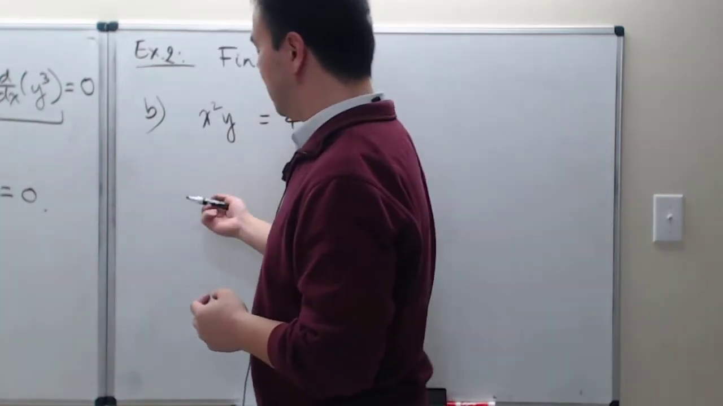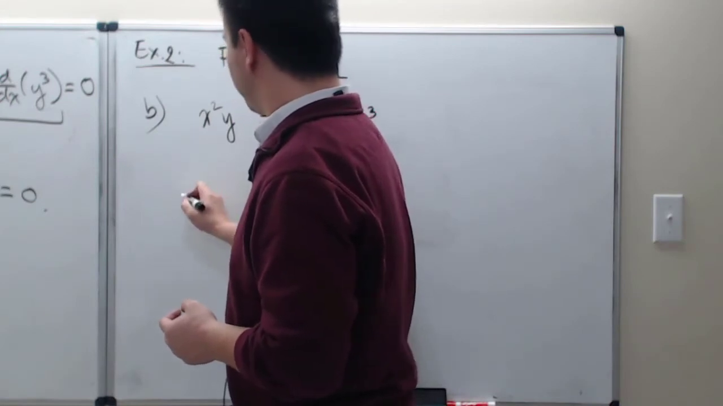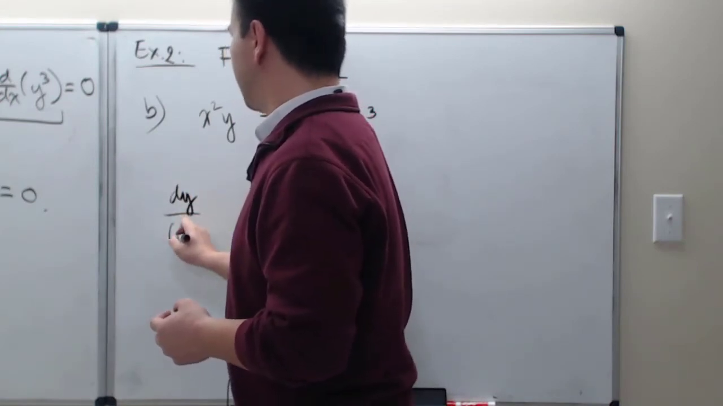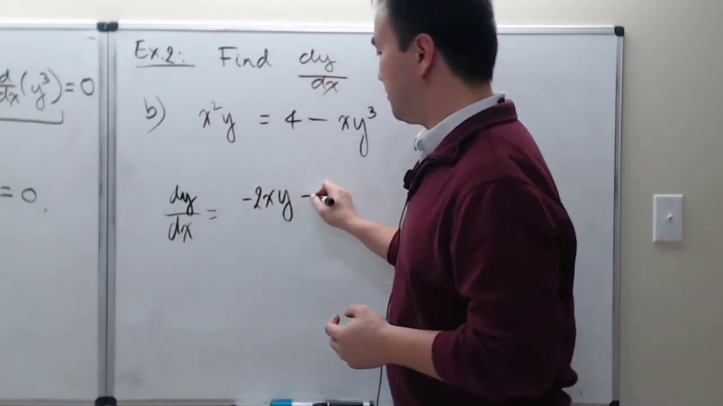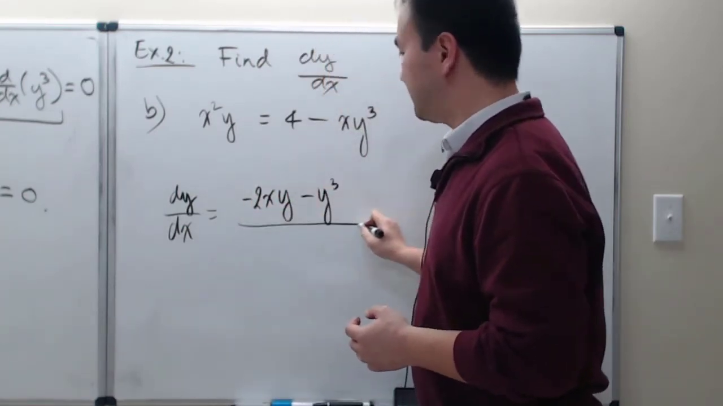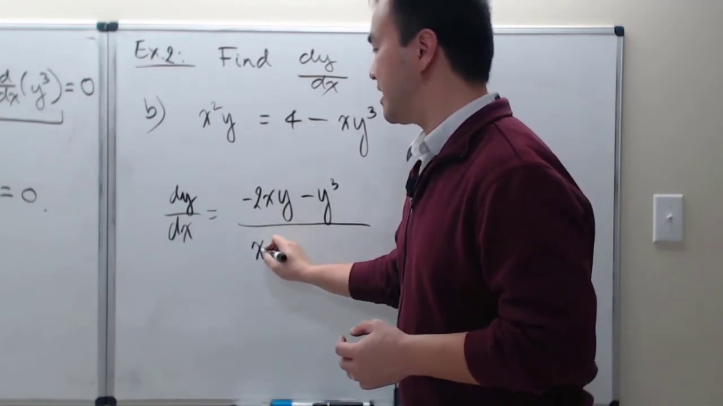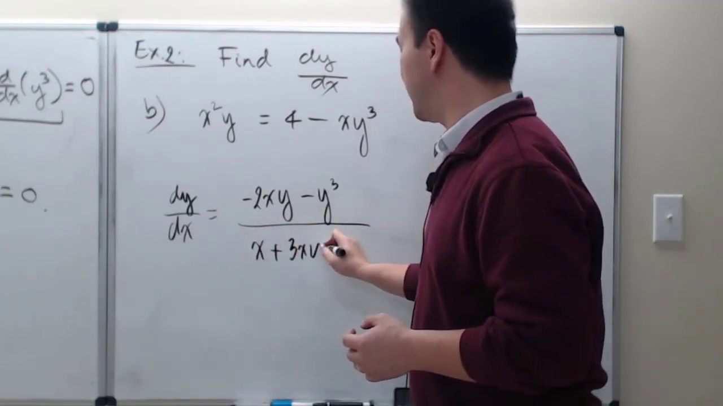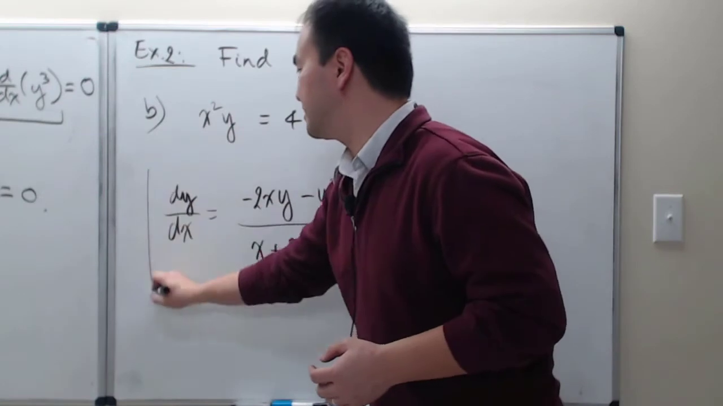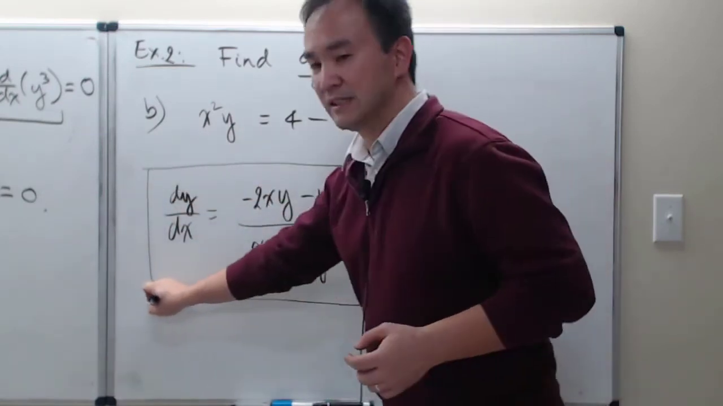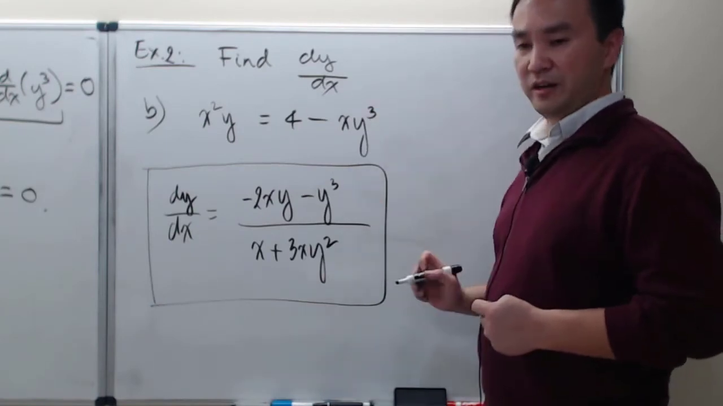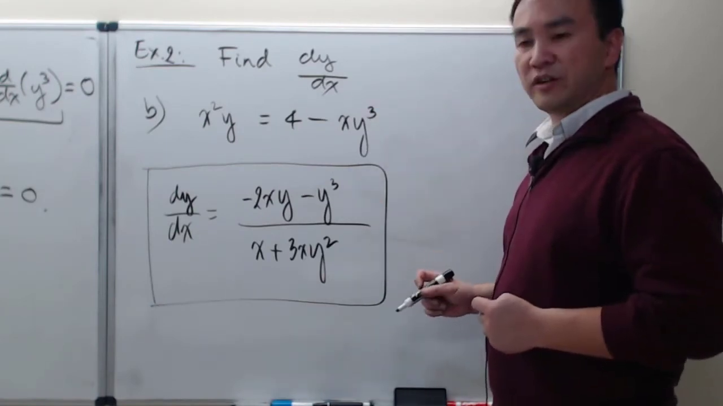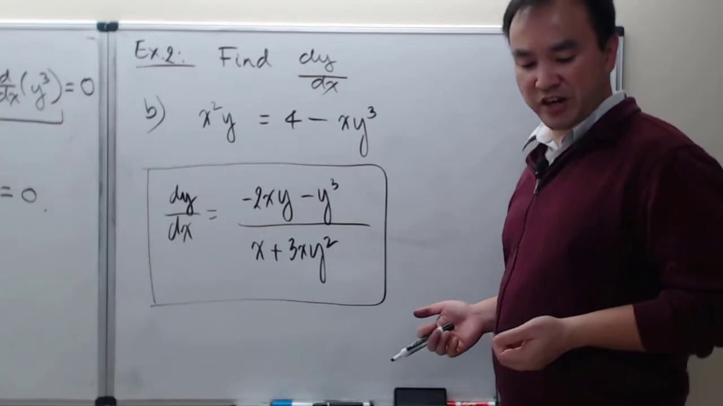All right, so now my final dy dx, here we are, minus 2xy minus y cubed divided by what I have now, x plus 3xy squared, and that is our final derivative of the beginning equation here. Okay, and we have found this derivative by applying implicit differentiation.